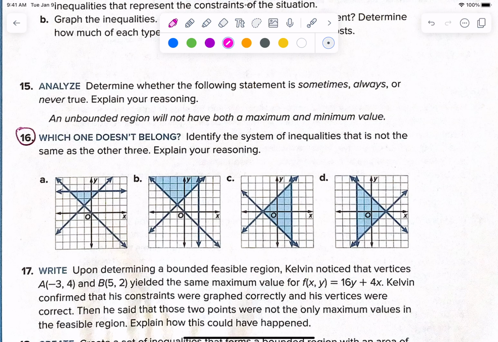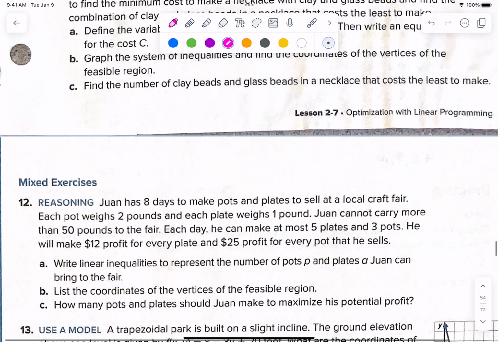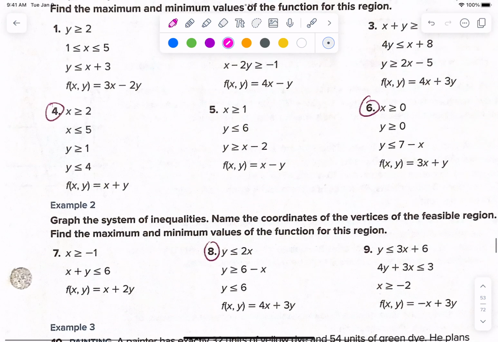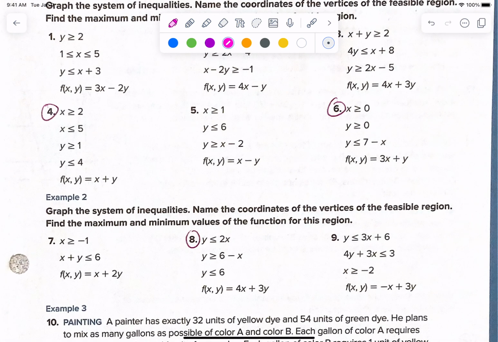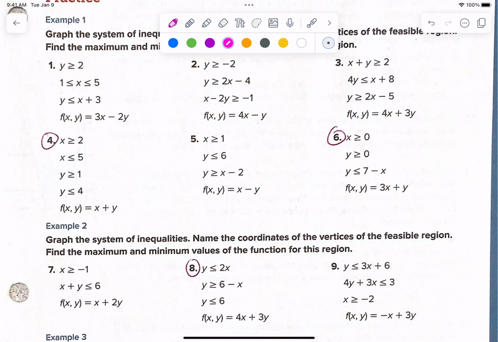On 16, which one is not the same as the other 3? B. B is unbounded. Good job, James. You fill it in, and make sure you explain your reasoning. Number 16. These shouldn't be too bad. You're just graphing them and doing your profit cost equation or your maximum and minimum.